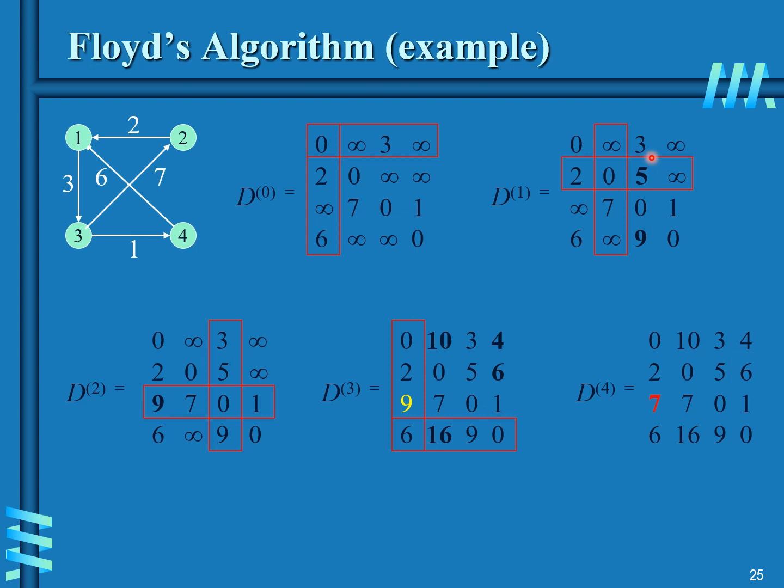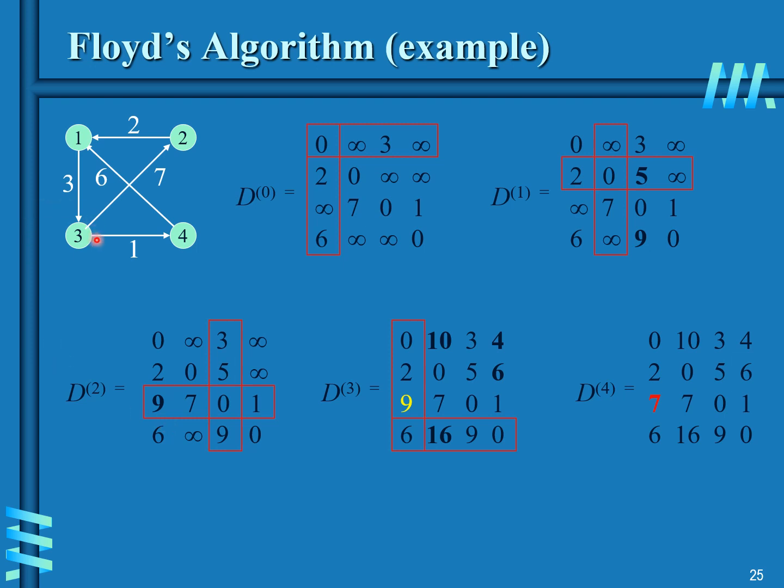When you try to alter this value, the corresponding value over here is infinity and the corresponding row value is 5, so there is no change. Again, here infinity, you cannot change it, so it will come as such. Again, when you take this value infinity, the corresponding value here is 7, here is 2. So 2 plus 7 is 9. The previous value is infinity, so this value will be changed to 9, which means from vertex 3 to 2.